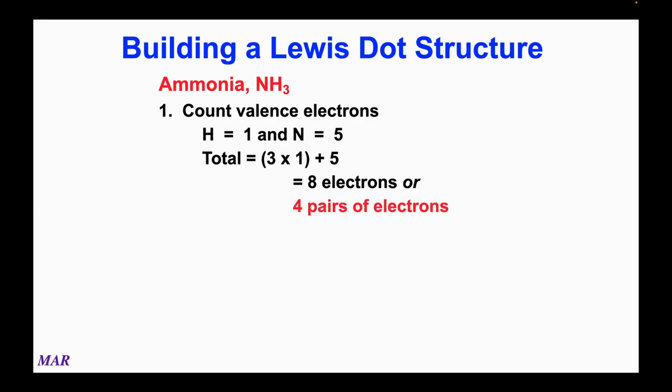Because nitrogen has 5 and hydrogen has 1, and there are 3 of them, there are going to be 8 valence electrons in NH3. Now, most of the time, like we've seen, pairs of electrons are the way to go. So 8 divided by 2, this particular molecule will have 4 pairs of electrons to put around it. The next thing you want to do is figure out what the central atom in the molecule is. Most of the time, it's the first atom listed. So in NH3, that's going to be nitrogen.